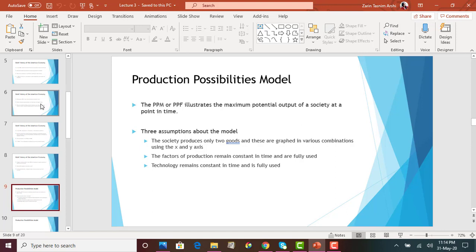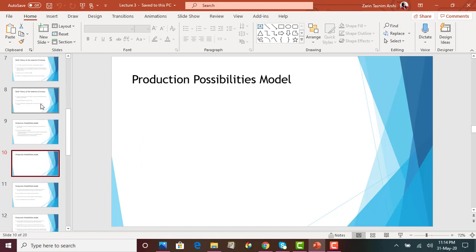So when we are looking at a PPF, there are three assumptions. We only take two goods or two services, one plotted on the x-axis, the other on the y-axis. Then the factors of production are fixed in quantity and are fully used. And the third one is technology. There are no new innovations, no new advancements. It is constant. Whatever it was, it is still that. If we have advancements, then there will be changes in the PPF. Therefore, when we are looking at a PPF, we are assuming that these three assumptions are in place.